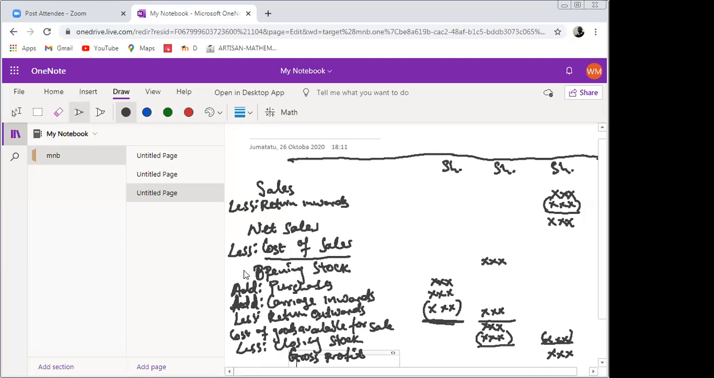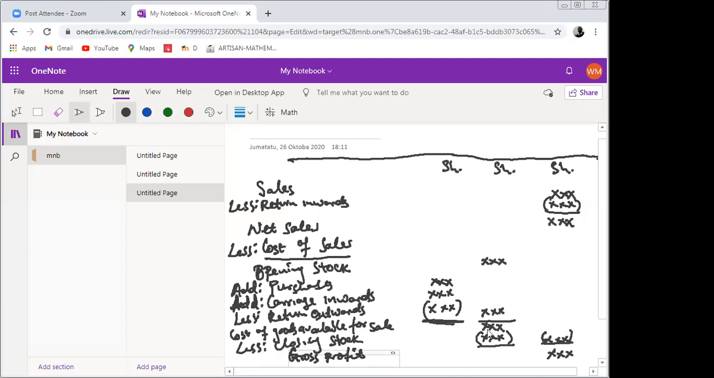So we normally start with the cost of the opening stock, that is the buying cost of the opening stock, plus the additional purchases cost. Then we add the carriage inwards, which is the same as the carriage cost on the purchases. Then we less the cost of the goods that were returned so that we can get the cost of the goods that is going to be available for sale. That is actually the purchases plus the opening stock.